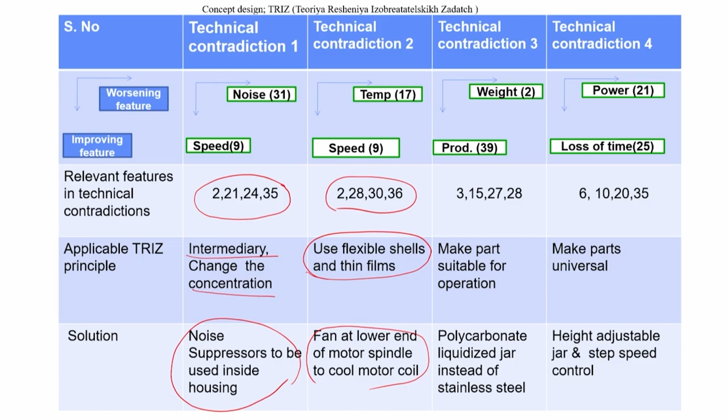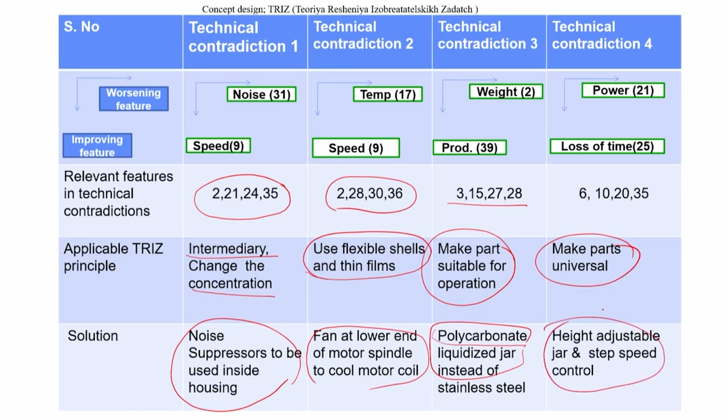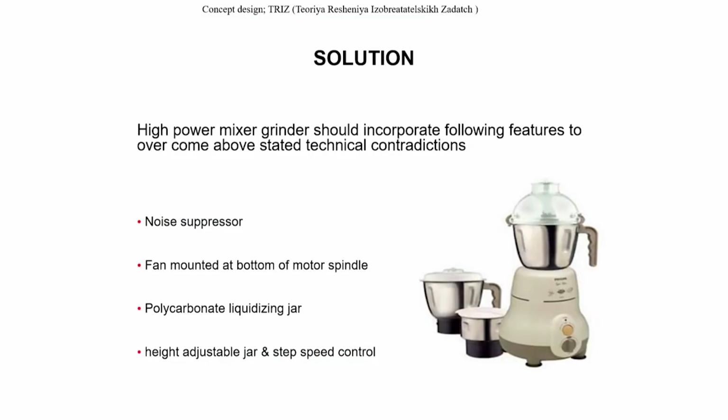Then the other contradiction, weight versus productivity: make parts suitable for operation. So, they brought out a polycarbonate liquidizer jar instead of stainless steel. And then power versus loss of time: make parts universal. So, a height adjustable jar and step speed control, etc. With that they designed a new high power grinder, which they claim will have a noise suppressor, a fan mounted at the bottom, a polycarbonate jar, a height adjustable jar and step speed control.